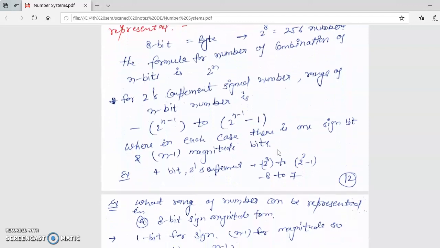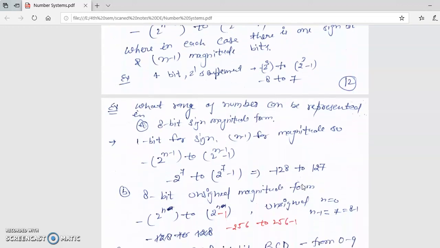For a twos complement signed number, the range of an n bit number is minus 2 to the power n minus 1, to 2 to the power n minus 1, minus 1, where in each case there is one sign bit and n minus 1 magnitude bits. Clear? One bit will be the sign bit and n minus 1 will be magnitude bits. Example, 4 bits: for twos complement signed numbers, we get minus 2 to the power 3 to 2 to the power 3 minus 1, meaning the range of numbers is minus 8 to 7. Okay, clear students?